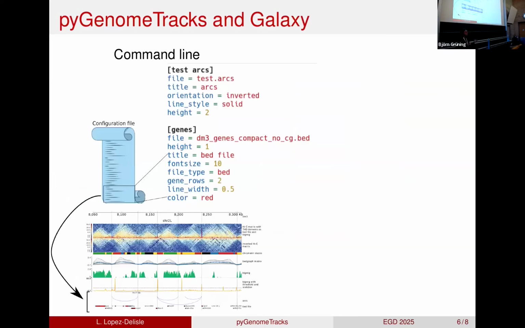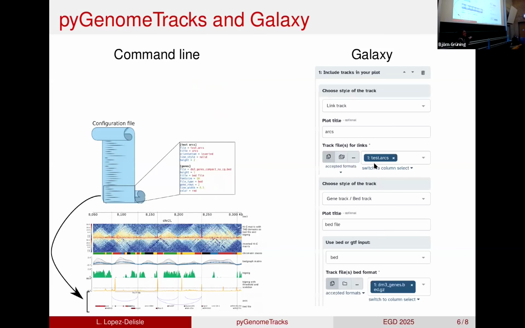So how is it working for the user? You have 2 ways to use pyGenomeTracks. Either you use a command line. For the command line, what you need to set up is a config file. You need to write a configuration file in the ini format that will describe from top to bottom what you want to plot, and for each track, what customization you want. Then you just use the command line and you generate this type of plot.